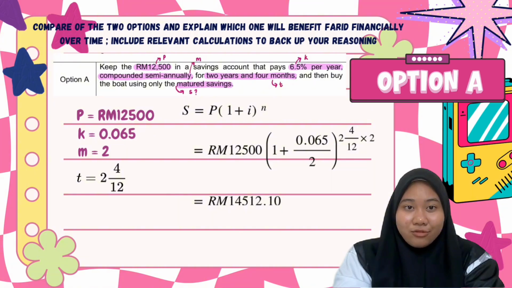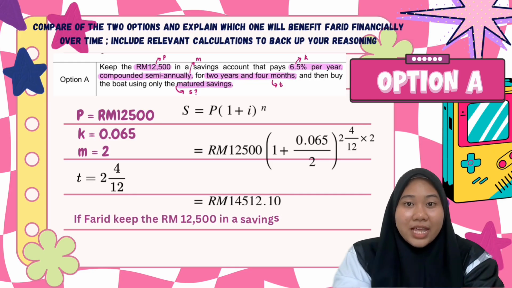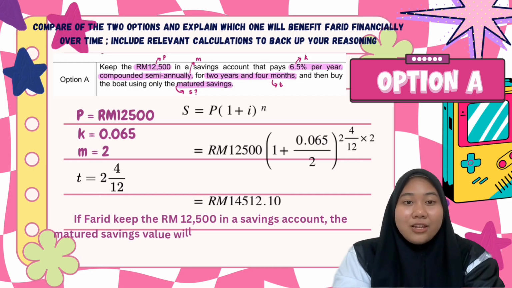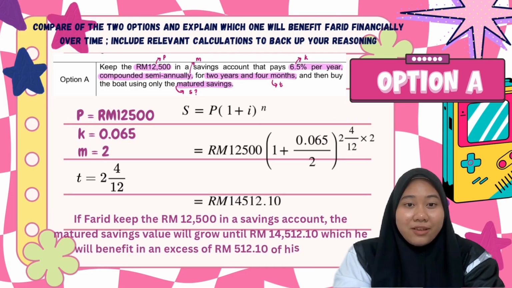Substitute all the keywords into the formula so you can get the matured value equal to 14,512 ringgit and 10 cents. If Farid keeps the 12,500 ringgit in the savings account, the matured savings value will grow to 14,512 ringgit and 10 cents, which means he will benefit from an excess amount of 512 ringgit and 10 cents from his savings.